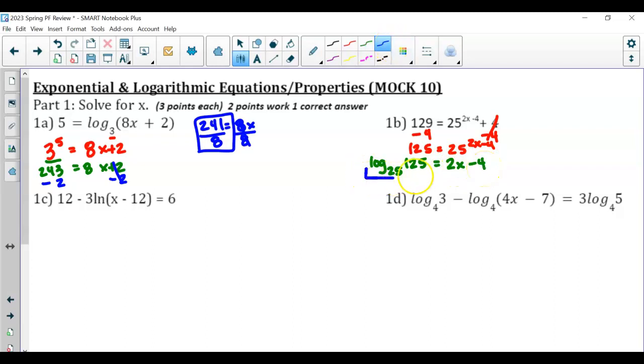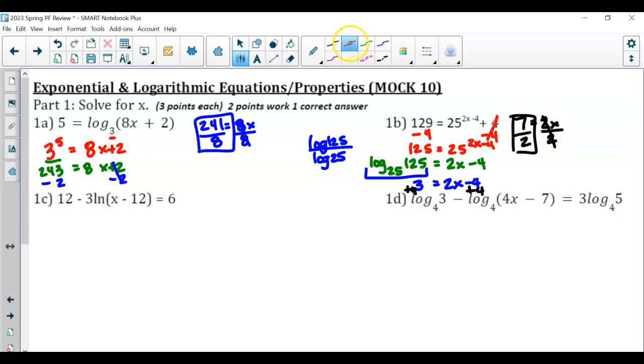So now notice we have change of base here, where we've got log of 125 divided by log of 25, which gives you 3. And that is equal to 2x minus 4. Now you can just go through and solve your two-step where we add 4 to both sides. So 7 is equal to 2x, and then divide both sides by 2, and you get 7 over 2.